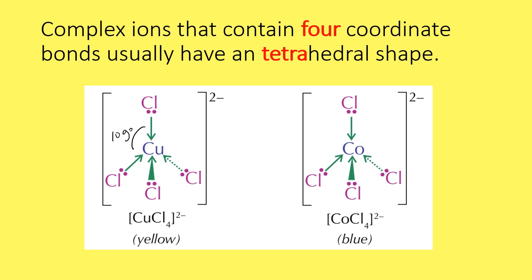Okay, so on the left we have copper, on the right we have cobalt. Both of them have 4 coordinate bonds, but you would notice them as different colors because the copper one would be seen as yellow and the cobalt one would be seen as blue.